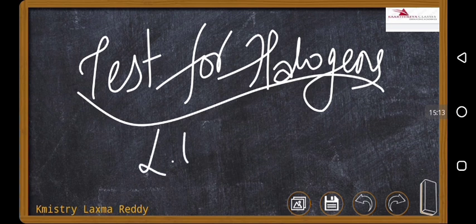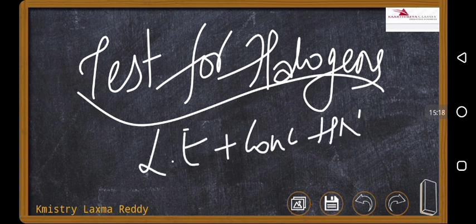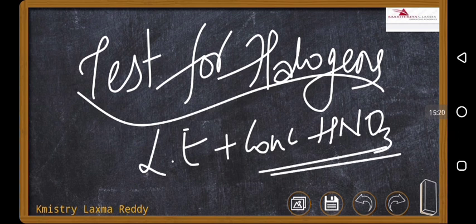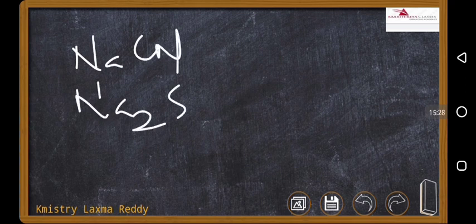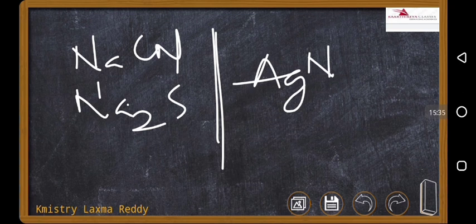From Lassaigne's extract only. First, Lassaigne's extract is added with concentrated HNO3. Why? What is the need? If your compound contains nitrogen, sodium cyanide is there. If your compound contains sulfur, sodium sulfide is there, and we are going to add here AgNO3 as reagent.